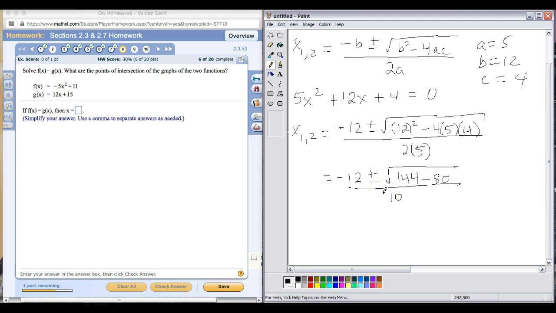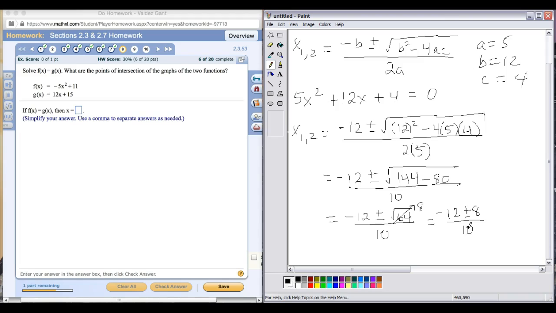If we do 144 minus 80, that should be, if I'm not mistaken, 64. So we have negative 12 plus or minus the square root of 64, divided by 10. And of course, the square root of 64 is 8. So we will have negative 12 plus or minus 8, divided by 10.